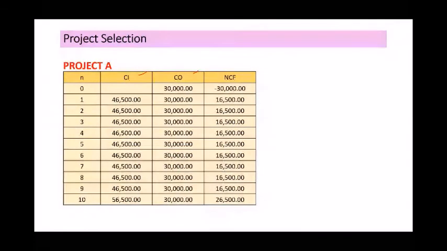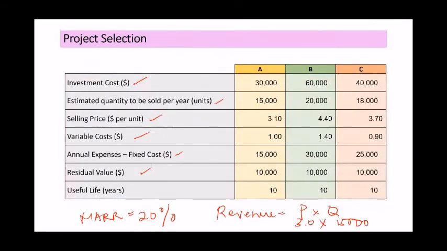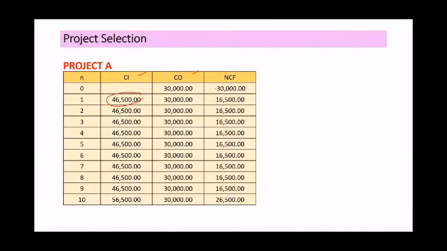That's why we do not have other cash in except for the revenue and the residual value. So what is 3.10 multiplied by 15,000? Yes, that is 46,500. So that is where we get the 46,500, except for the last year, because we added the residual value. So that is 46,500 plus residual value 10,000. That's why it is 56,500. So that is for our cash in.